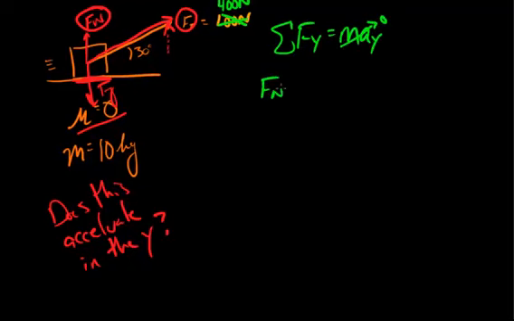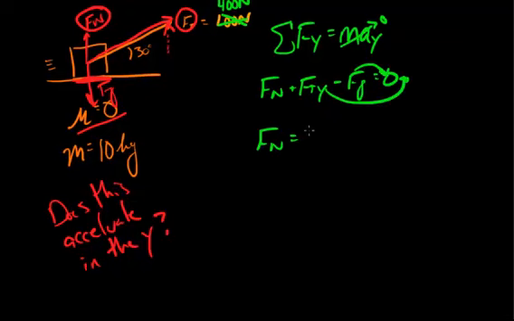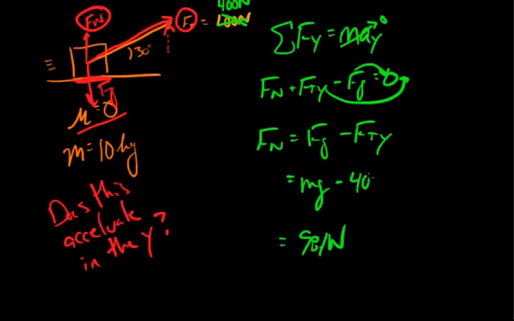Again, we set up the problem the exact same way. Force normal is positive. Force tension in the y is positive. Minus force gravity equals 0 because it's not accelerating in the y. We again solve for force normal, doing the same thing that we did a second ago. That'll be force gravity minus force tension in the y. Force gravity is going to be mg, or 98.1 newtons. Force tension in the y is going to be that 400 newtons times sine of 30 degrees. As we said, that's 1/2, which makes that 200.